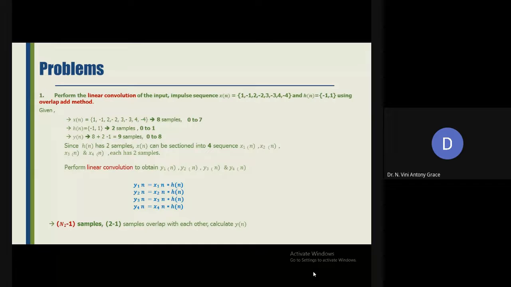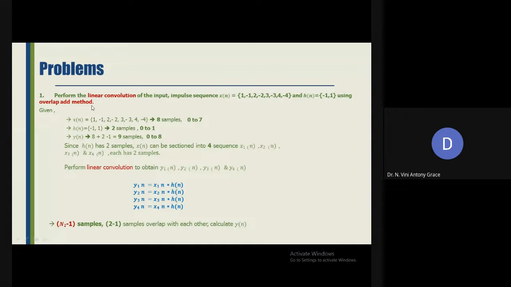Okay. Perform linear convolution of the input and impulse sequence. Input is, take this input, 1, -1, 2, -2, 3, -3, 4, -4. And h of n is -1, 1. You have to make use of overlap add method to solve this. Overlap add method.